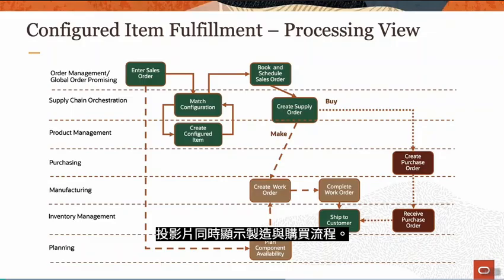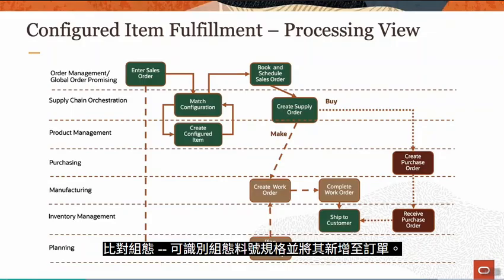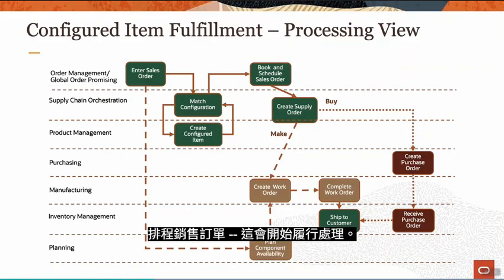Submitting a sales order. This is for selecting and configuring the item and submitting the order for validation. Match configuration. This identifies and adds the configured item specification to the order. Configured item. Here, you create a new configured item if one doesn't exist. Schedule sales order. This starts the fulfillment processing. Create supply order. This identifies requirements, and then ship to customer, which sends the finished goods from the warehouse. Next is the configured item fulfillment processing flow.